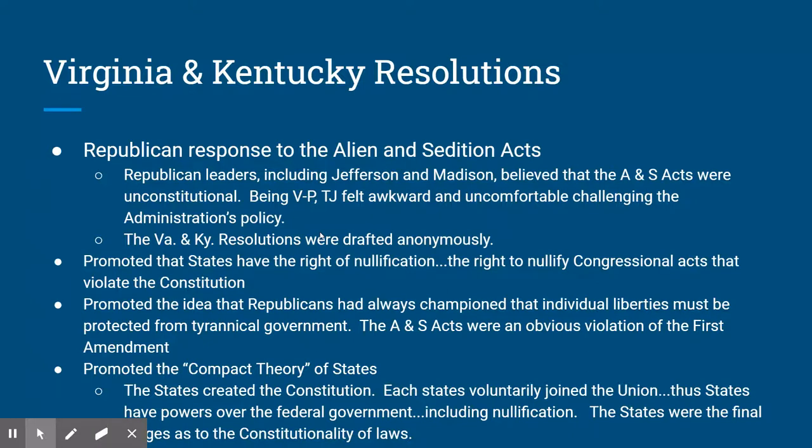You're going to need to know this. The Kentucky Resolutions were drafted by Jefferson. And of course, he didn't put his name on it because at the time he was vice president. And Madison wrote the Virginia Resolutions, which again condemned the Alien and Sedition Acts.